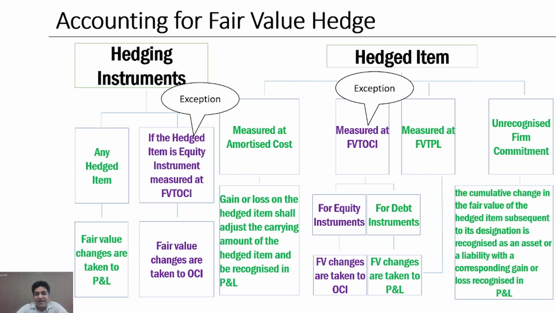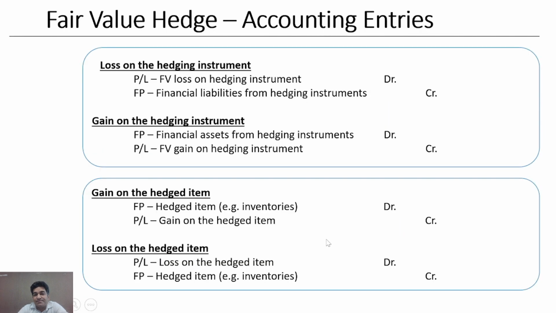In a nutshell, any gain or loss, any fair value changes either in the hedging instrument or in hedged items, will be taken to the profit and loss account. However, if the hedged item is an equity instrument measured at fair value through OCI, then only the fair value changes will be taken to other comprehensive income.